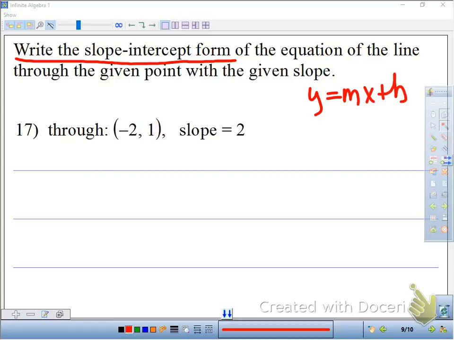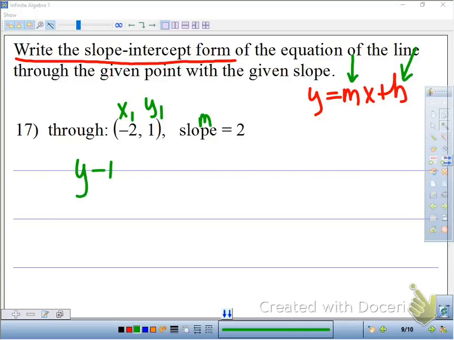So I start off. Do I have a slope? Yes, I do. Slope is 2. The problem is, when I go to look at my y-intercept, I don't have a y-intercept. Instead, I have a point, and this point right here is not the y-intercept. Okay? So, I don't have a choice. I need to start off by writing point-slope form, because that's what I have. I have a point and a slope.